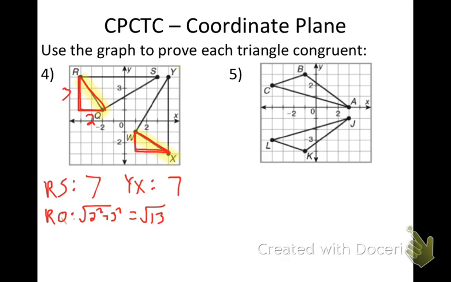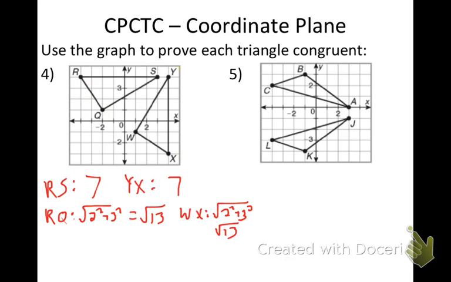Okay. What are my side lengths there? 2 and 3. So I would say the square root of 2 squared plus 3 squared. What's 2 squared? 3 squared? 4 plus 9 is? So I have the square root of 13. Great. Now I'm going to do my last sides.